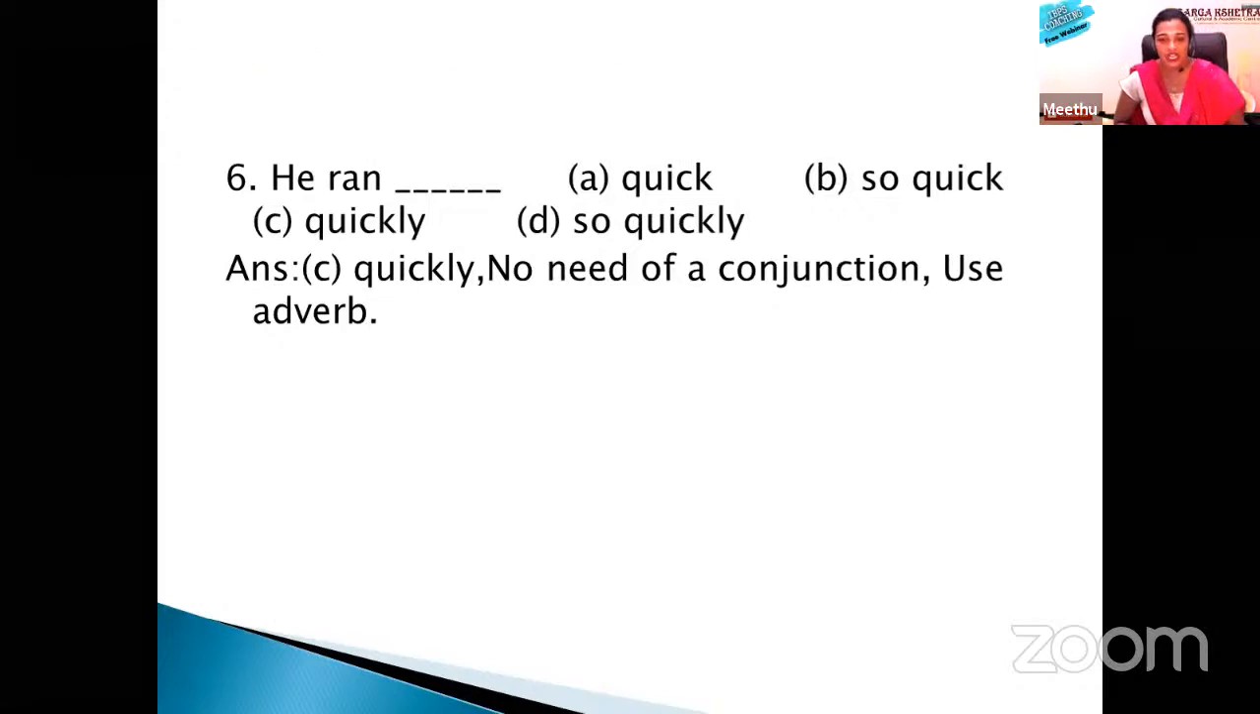There is no need of a conjunction, so use just an adverb. In this particular sentence, you can see he is the subject, ran is the verb, and an adverb is something that adds to the verb. Something that modifies a verb is an adverb. So mostly adverbs end with ly, like quickly, slowly, usually. So it is as simple as that. He ran quickly.